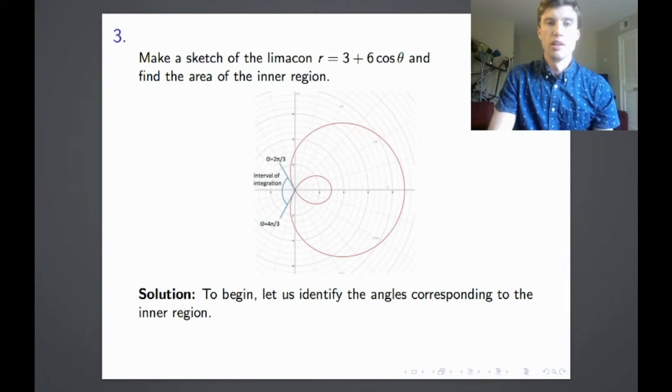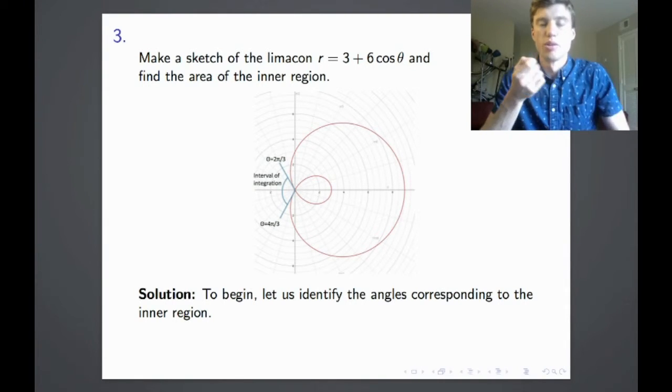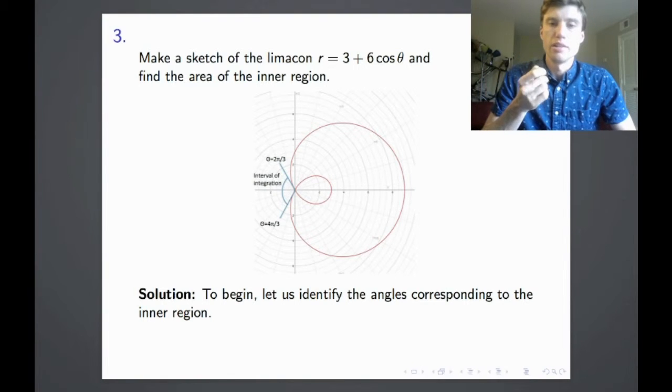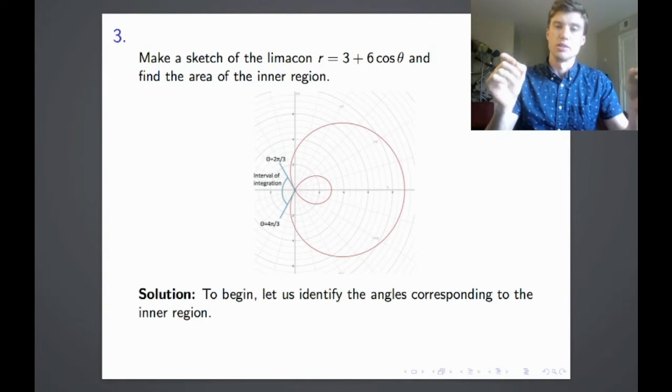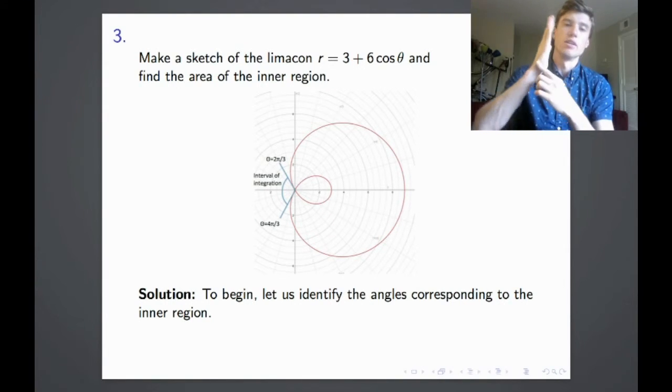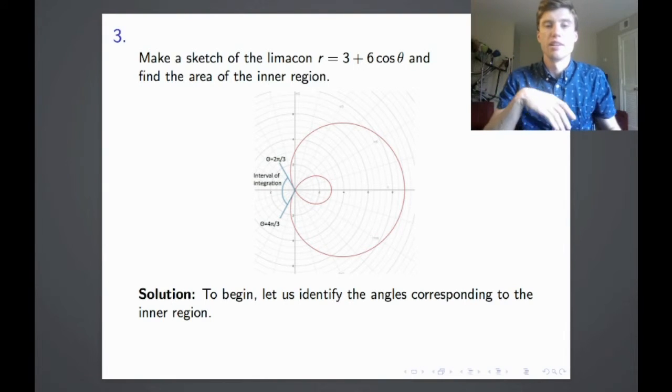Now, finding the area of a polar region is similar in many regards to finding the area between curves of Cartesian functions. We need to first start by finding the interval of integration. And in this case, instead of an interval corresponding to x values, we need an interval corresponding to theta values. At what angles does the region exist?